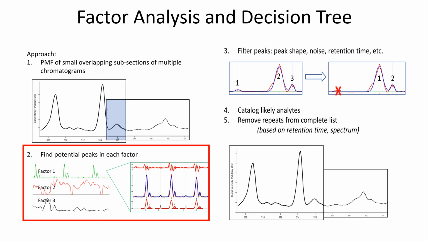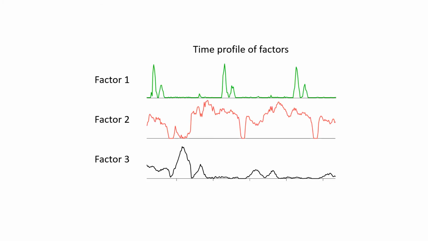The next step involves extracting peaks from the factors obtained by PMF. In this example, the time profiles of 3 factors are displayed. The goal of this step is to extract all the potentially important information from each factor with minimum filtering. This allows saving and utilizing potentially important information that is often discarded by current conventional analysis methods.